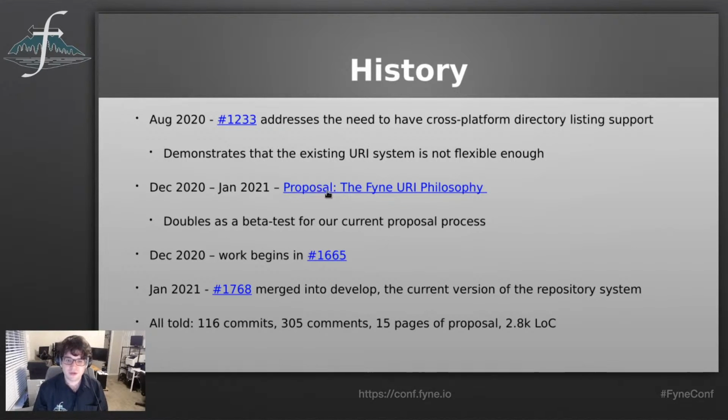And if you can't, this proposal is in the wiki for the Fyne GitHub repository, and the numbers here that are in blue are either issue or PR numbers for that, in case you're interested in following along at home. And so in that proposal, that kind of doubled as a beta test for the proposal process that we now use for all of our proposals. And there was a lot of discussion about what we should do and how we should do it.